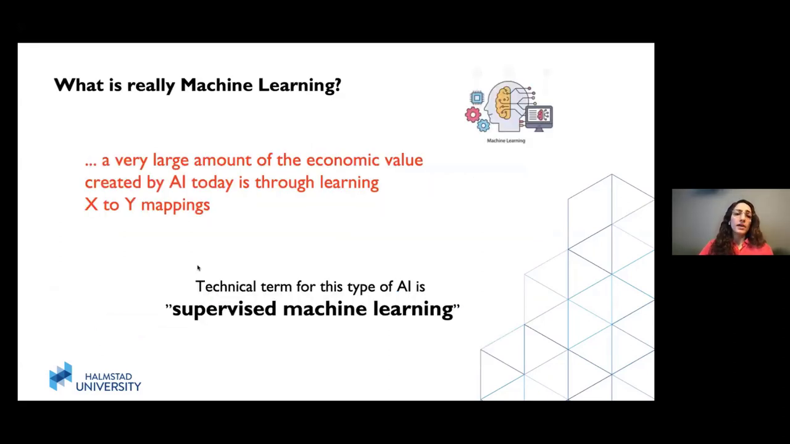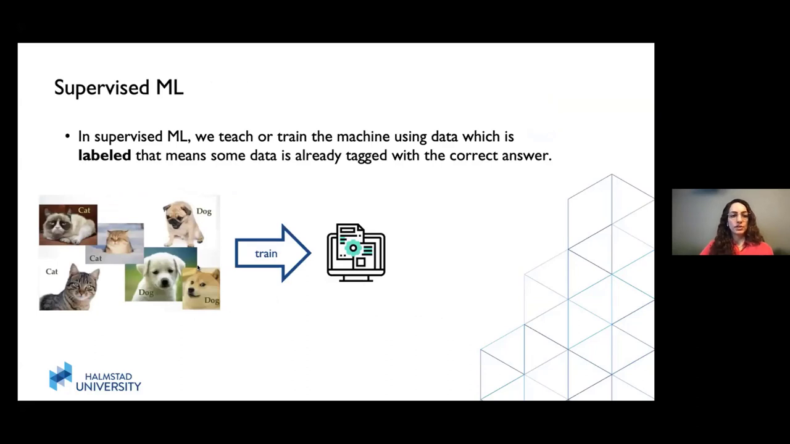And a very large amount of economic value out there by AI is actually through mappings between the input and the output. I call the input X and the output Y. And technically, we call this type of AI or machine learning supervised machine learning. So what is supervised machine learning? When I say supervised, there should be unsupervised as well, which I don't focus on today.